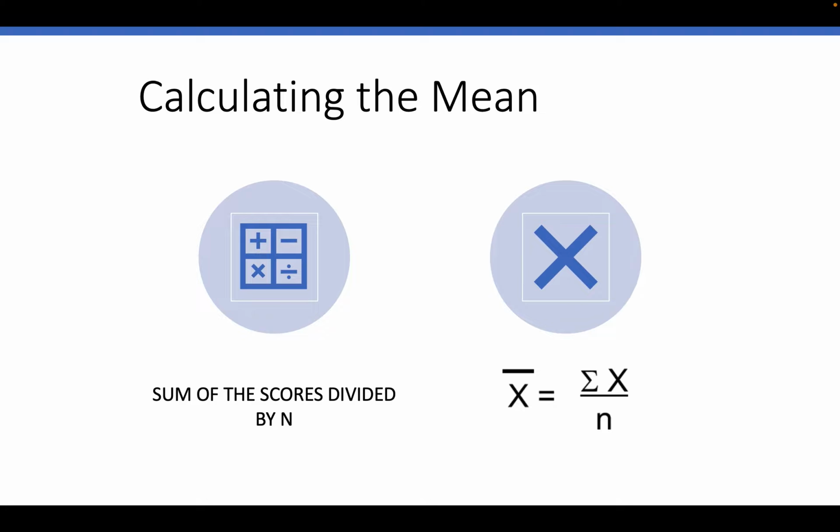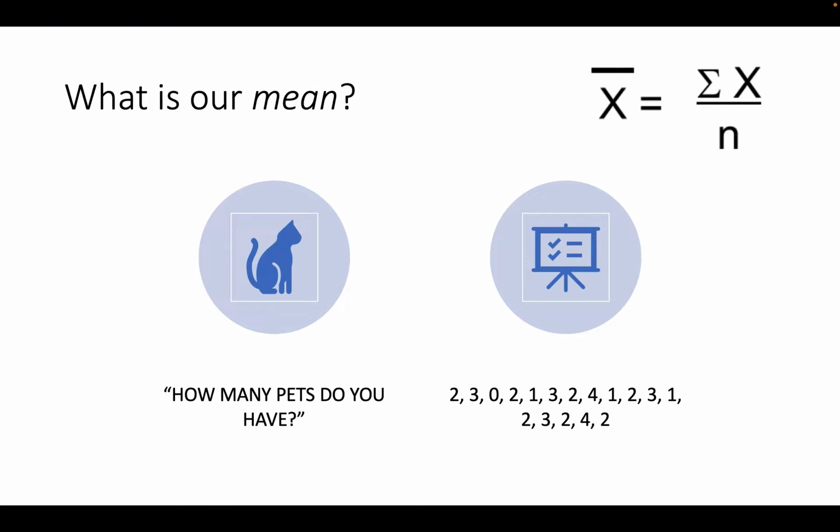So, calculating the mean is simply adding all of the scores together and dividing them by n, so the total number of scores that they are. So let's go back to our how many pets do you have data set that we've done our mode and median with. So take a second and I want you to add together all of these scores, okay?